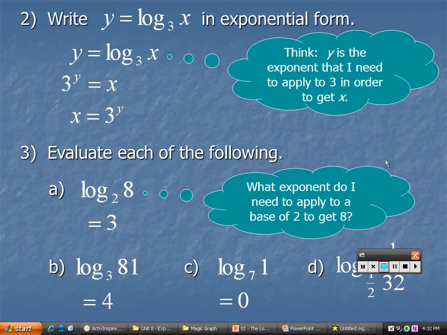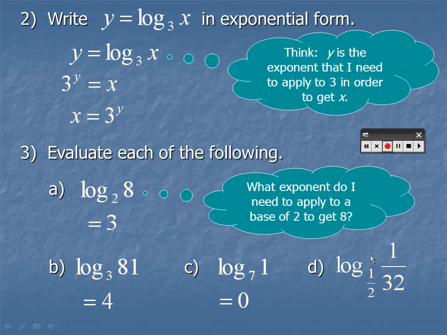What power do you put on 1/2 to get 1 over 32? Well, 1/2 squared is 1 over 4, 1/2 cubed is 1 over 8, 1/2 to the power of 4 is 1 over 16, and 1/2 to the power of 5 is 1 over 32. Imagine putting power 5 on 1, you get 1. Power 5 on 2, you get 32. There it is.